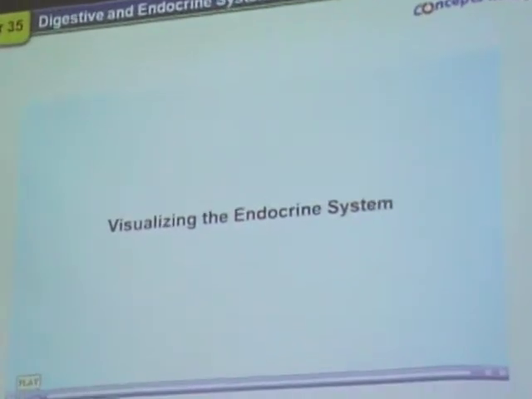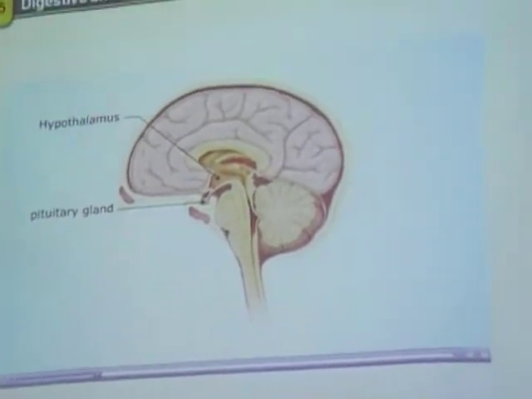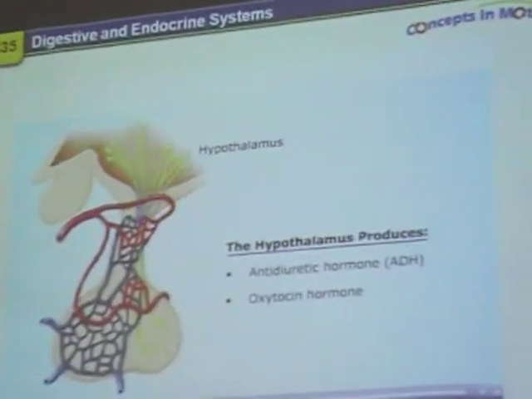Let's see what this is. The hypothalamus is the portion of the brain that connects the endocrine and nervous systems. The hypothalamus produces two hormones.